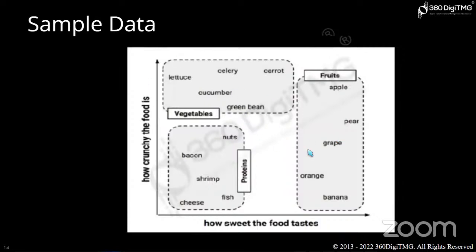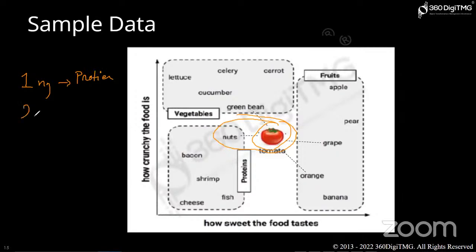Suppose this is our sample data we are having. Now suppose a new data point comes up. Okay, tomato. Here we need to find which category this tomato belongs to. So we start measuring the closest neighbors. Suppose we take one neighbor, and it is coming under nuts. Nuts means protein. So with one neighbor, we might get protein.